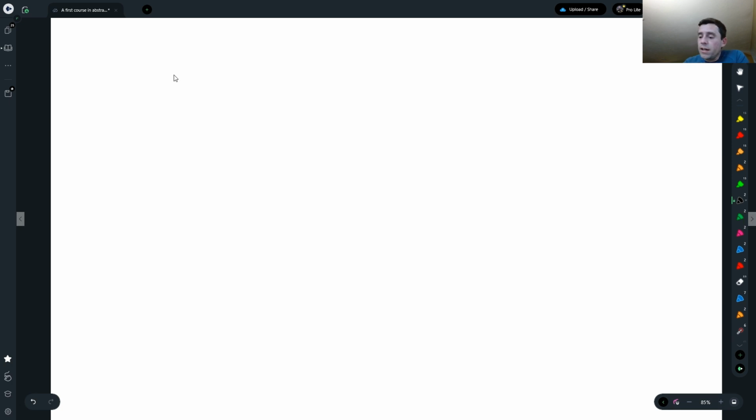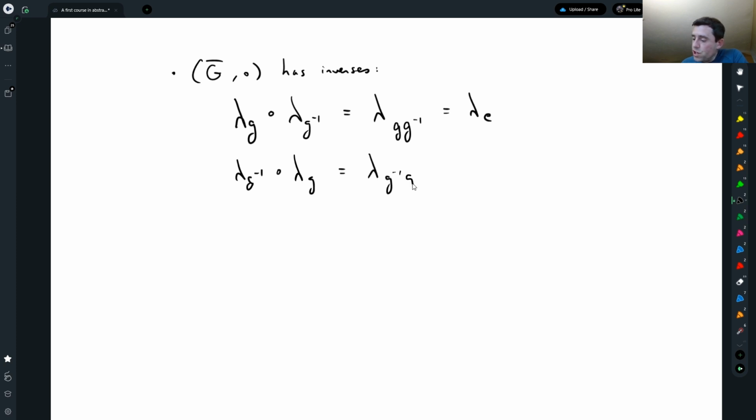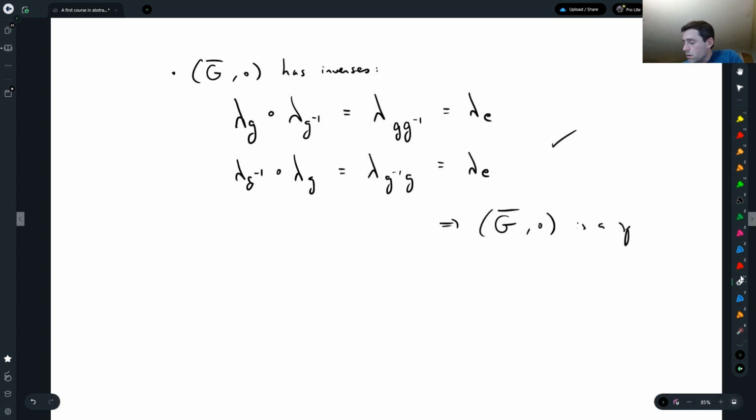And finally, I need inverses. Does it have inverses? Well, yes, because the inverse of lambda G will be lambda G inverse, because as we've seen, this is lambda of G G inverse, which is lambda identity, which is the identity, and similarly lambda G inverse composed with lambda G, that would be lambda G inverse G, which is the identity. So those are my inverses. So I get that G bar under composition is a group.